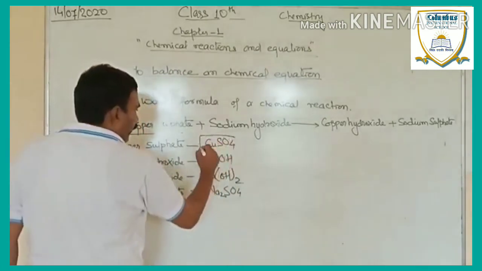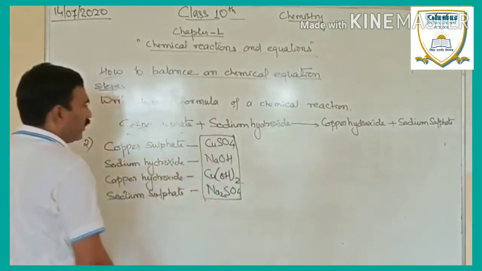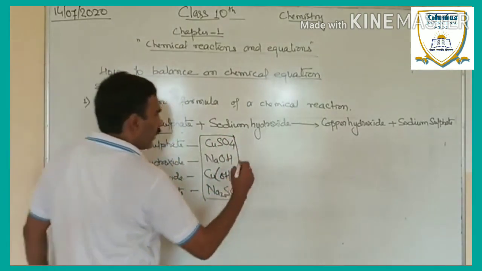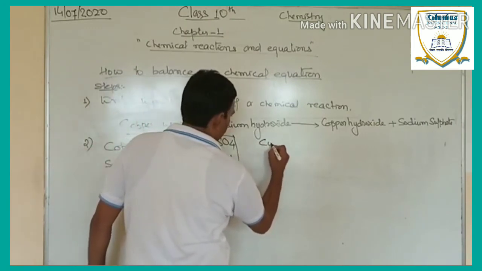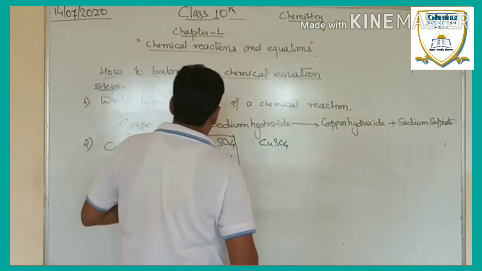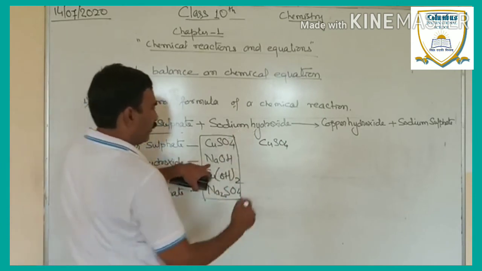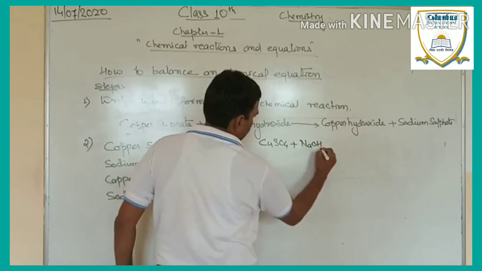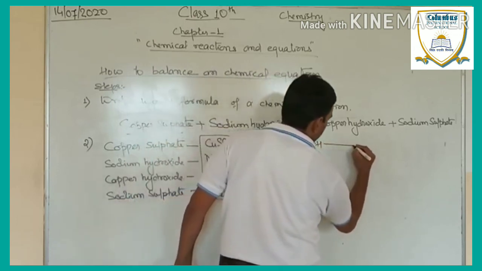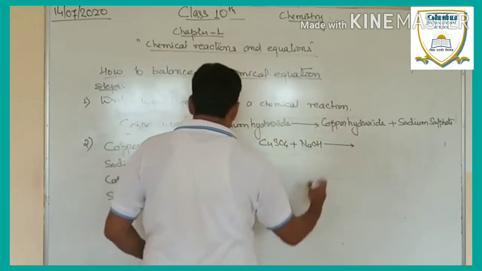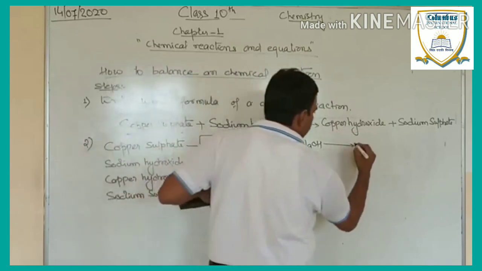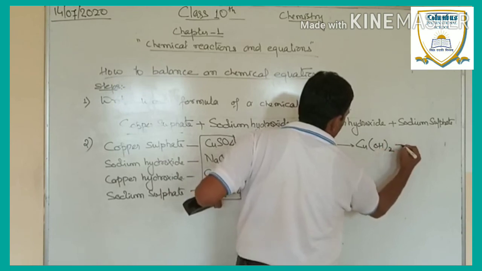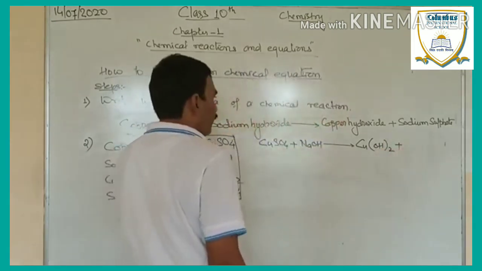Now we will use these in the next step. Instead of writing copper sulfate, we will write CuSO4, and for sodium hydroxide we will write NaOH. After that the arrow, then copper hydroxide, Cu(OH)2, plus sodium sulfate.